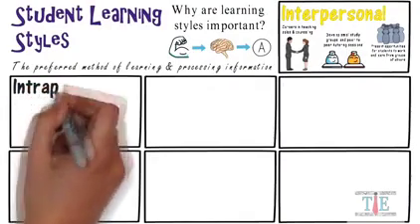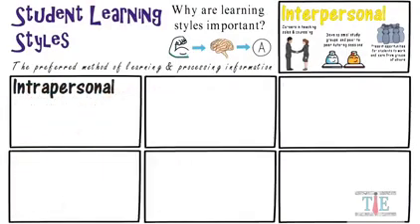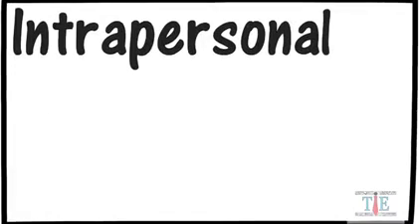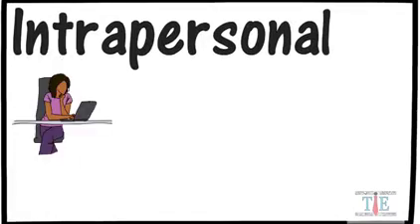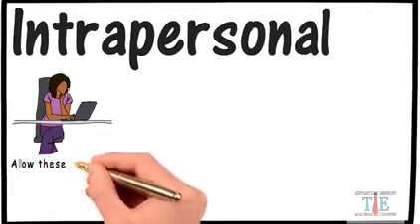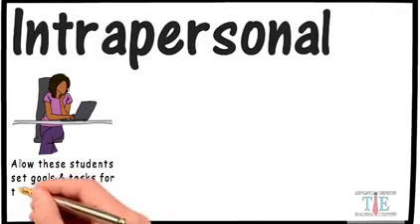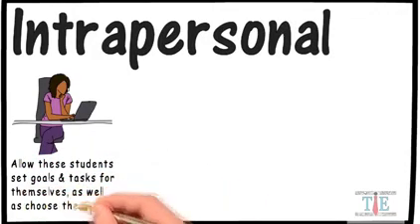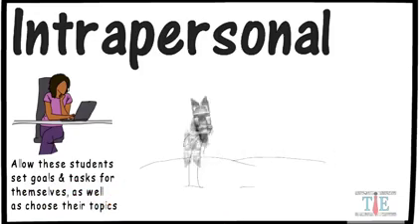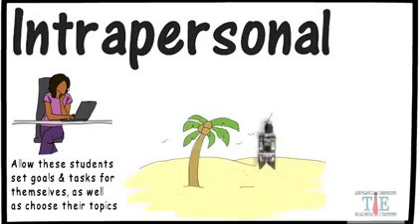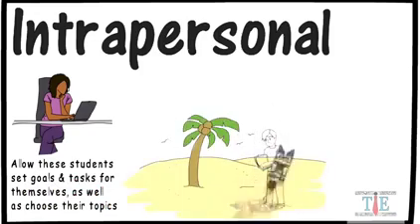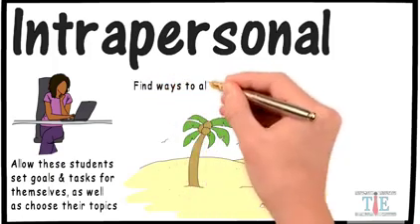Next up, intrapersonal learners. Intrapersonal learners are also called solitary learners because they prefer a learning environment without interaction. As a teacher, allow these students to set goals and tasks for themselves, as well as letting them choose their own topics. These students will benefit from several different types of learning models: blended learning, personalized learning, a flipped classroom model, and independent learning models.